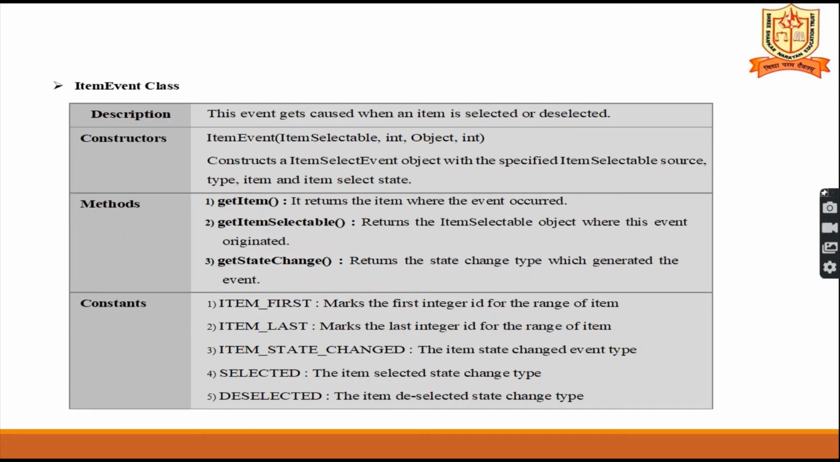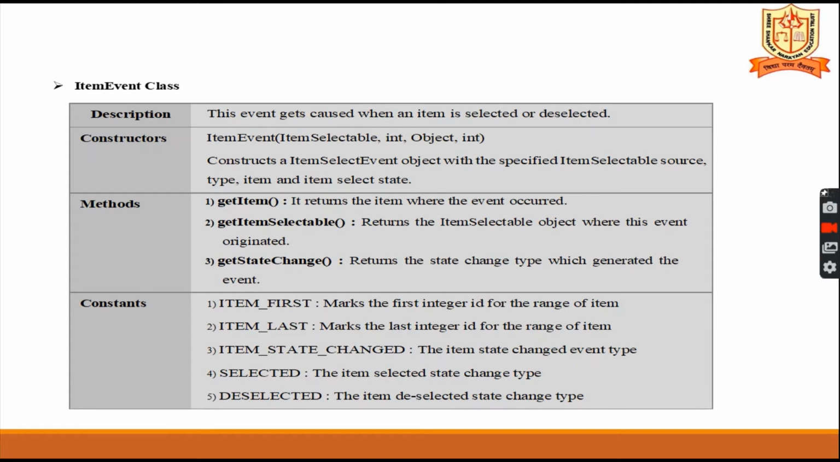The methods are getItem, which returns the item where the event occurs. Then getItemSelectable; you have to write it like this only, with a small g, capital I, capital S, no space, only one word: getItemSelectable. It returns the ItemSelectable object where this event originated. Next method, getStateChange, returns the state change type which generated the event.